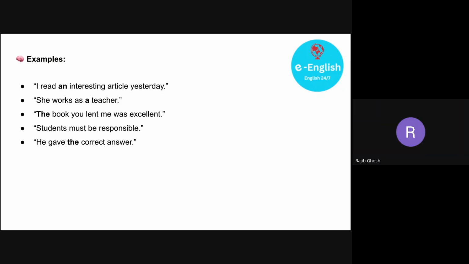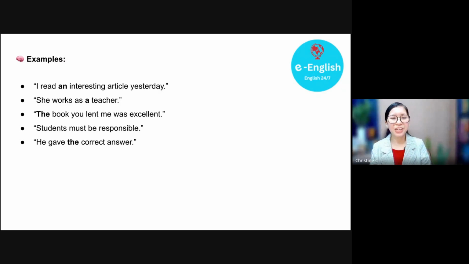Yes, I read an interesting article yesterday. First one. The second one is she works as a teacher. Third one is the book you lent me was excellent. Fourth one is the students must be responsible. The last one is he gave the correct answer. Very good. Thank you, Rajib.